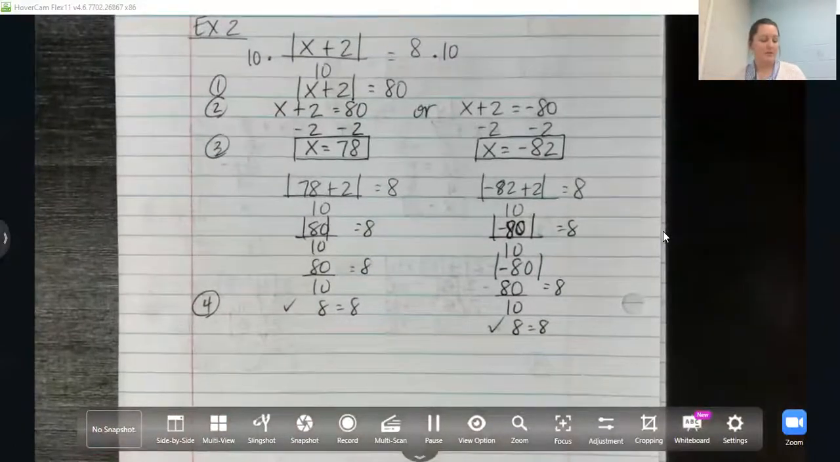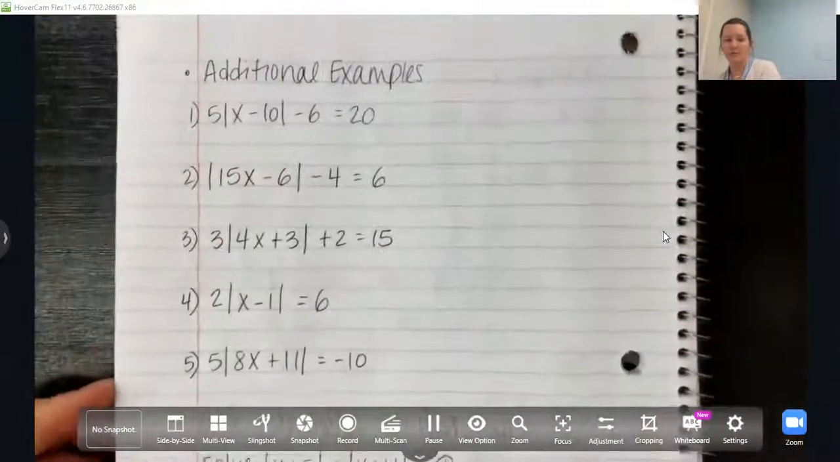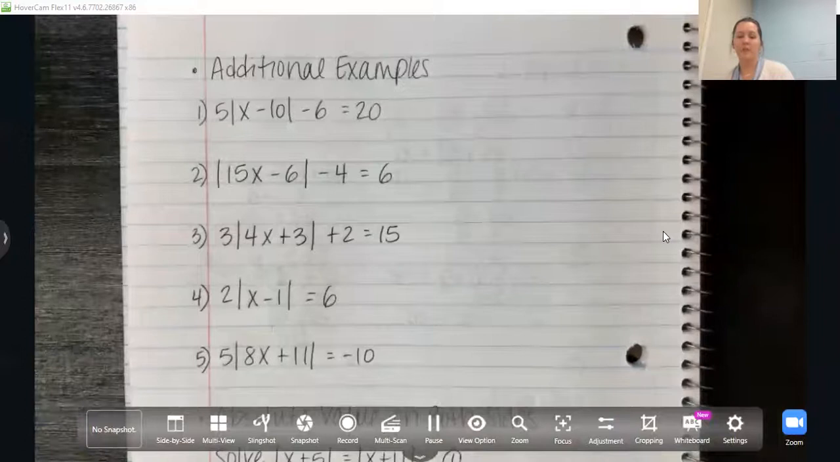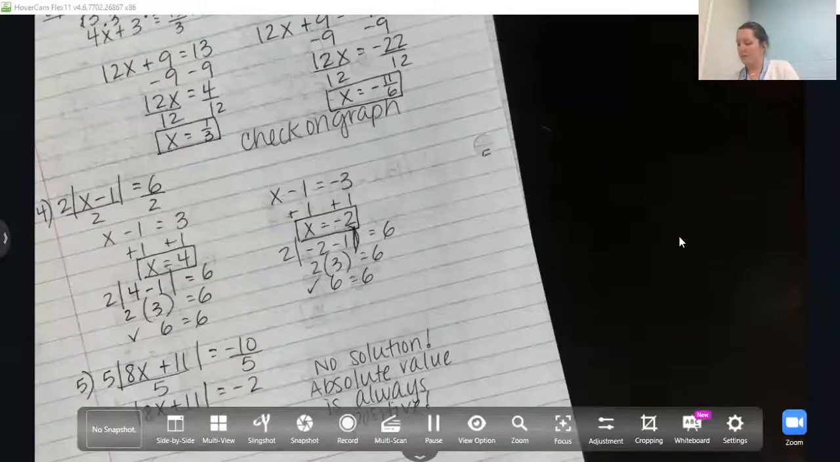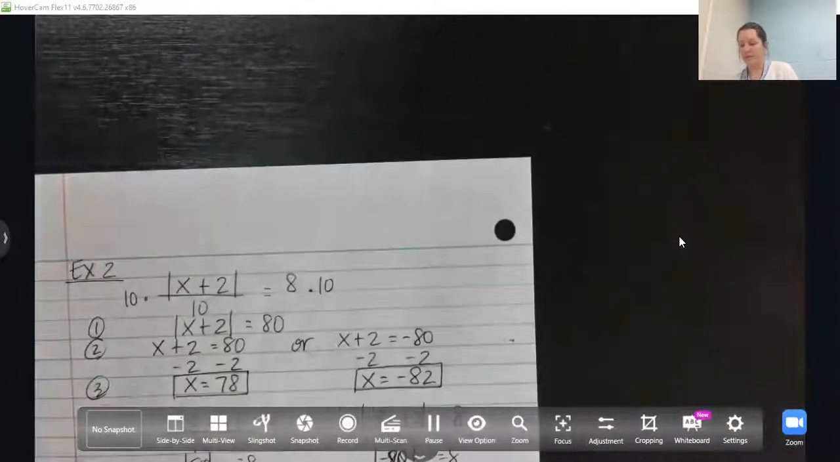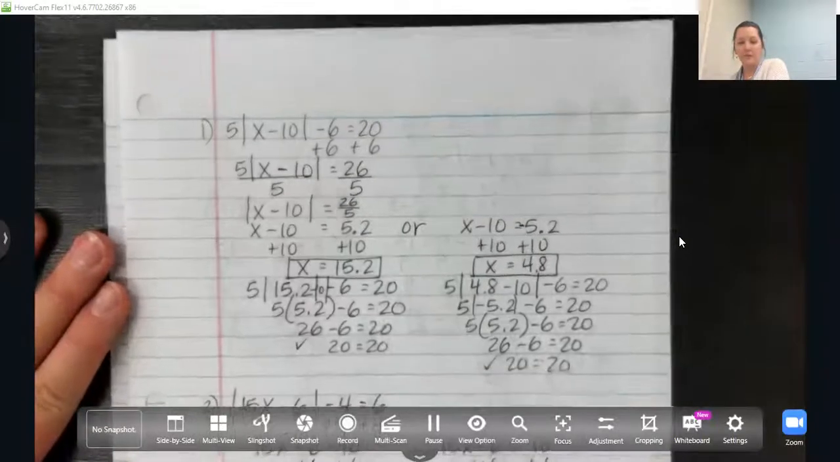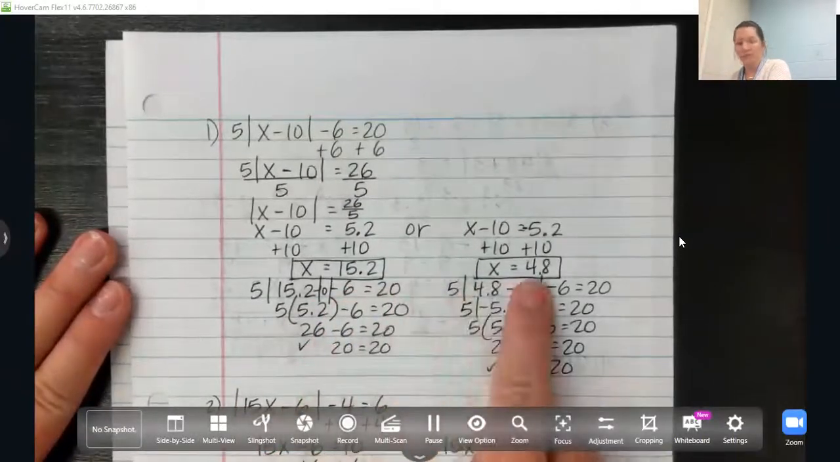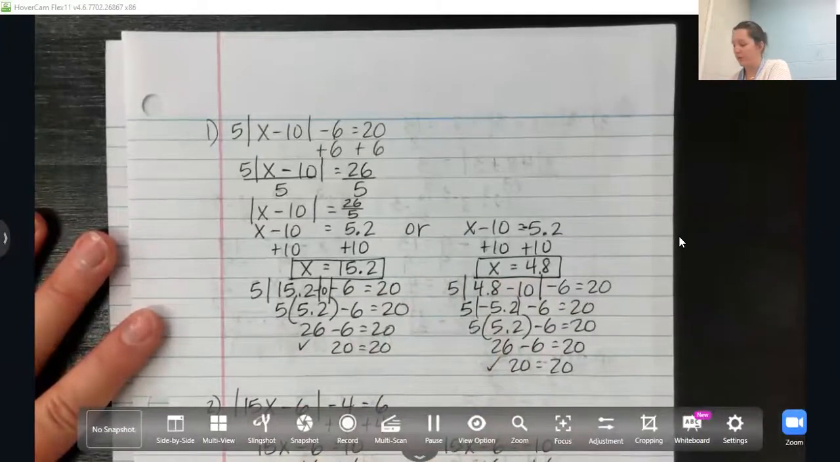All right. So here's our additional examples. I'm going to show you those additional examples. So go ahead and try those. You can pause the video, try those, and then I'll show you the answers to them. Okay, let's look at these examples here. My first example, we should have gotten 15.2 and 4.8. There's the work if you want to pause and go through that work.